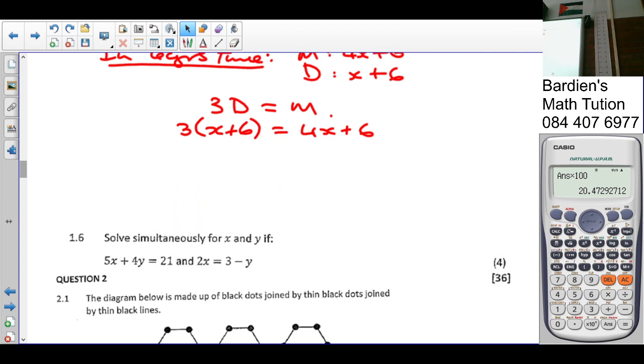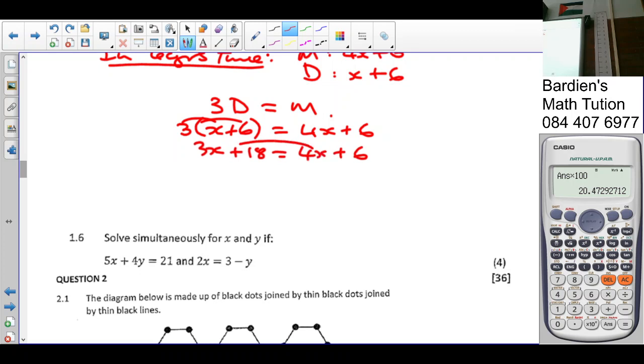So you multiply this in. I get 3x plus 18 equals 4x plus 6. x is one side, numbers are the other. So it's negative 12 equals x. So x equals 12. So the daughter is 12. You will agree with that?